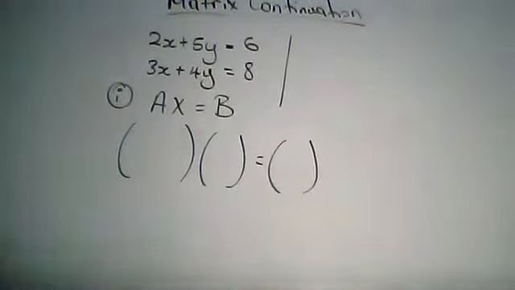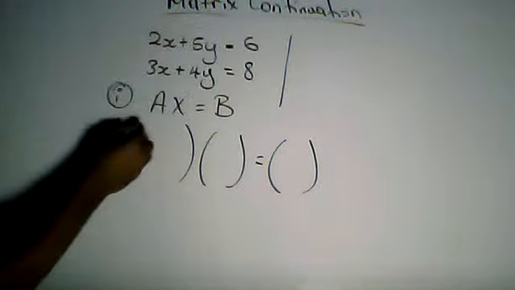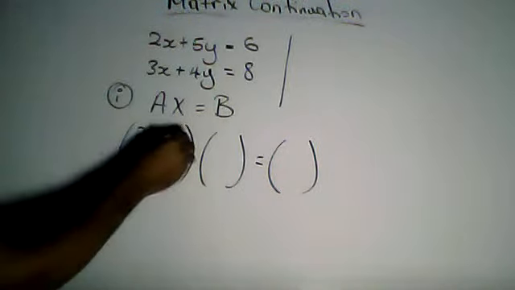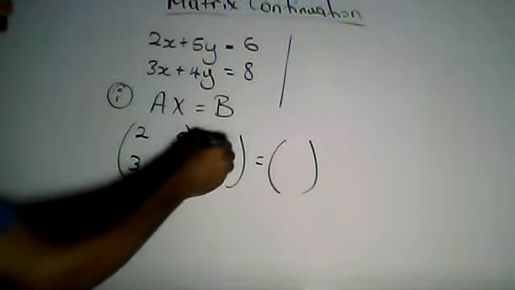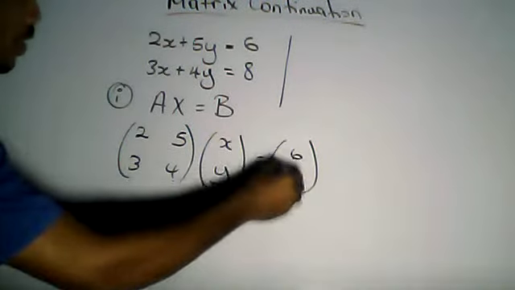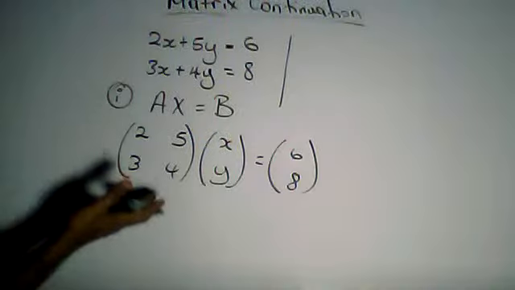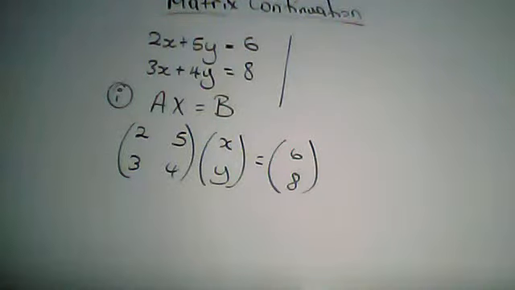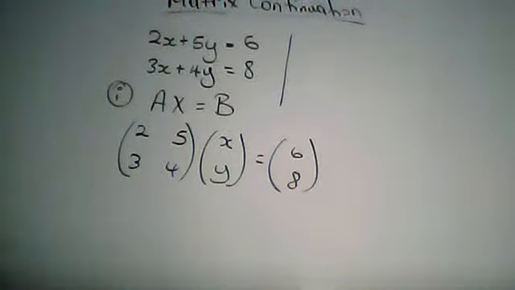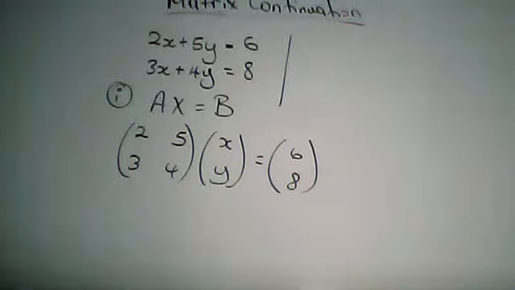But if it comes like this, just write the values as they are. 2, 5, 3, 4, x and y, 6 and 8. That's the matrix form. Finish with that?